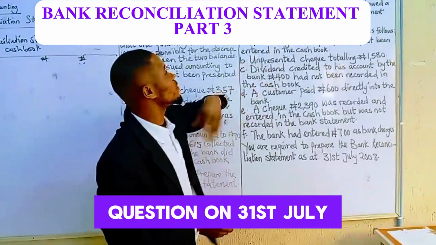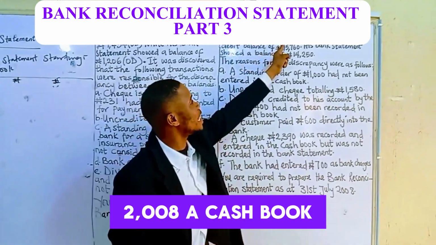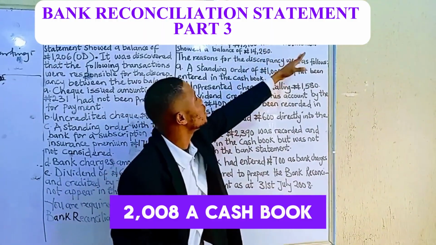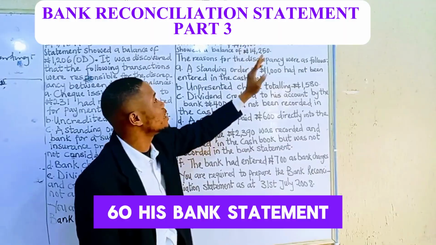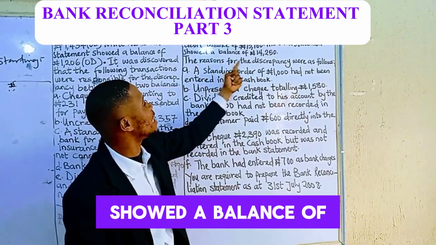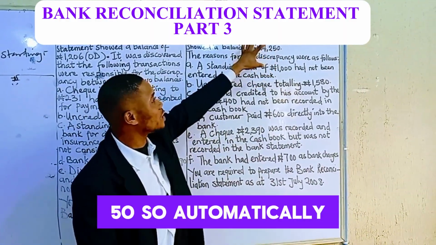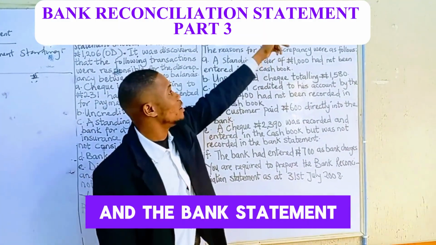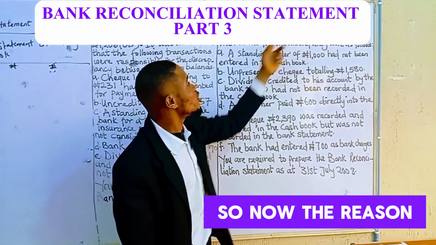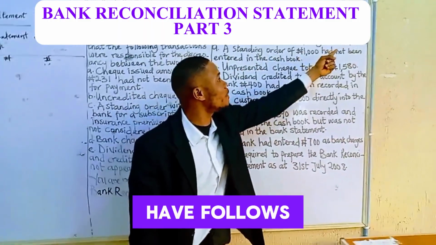Now, look at this question. On 31st July 2008, Oka's cash book showed a debit balance of 15,760. His bank statement showed a balance of 14,250. So automatically, there has been a disagreement between the cash book and the bank statement. Look at the difference. You understand? So now, the reasons for the discrepancy were as follows.